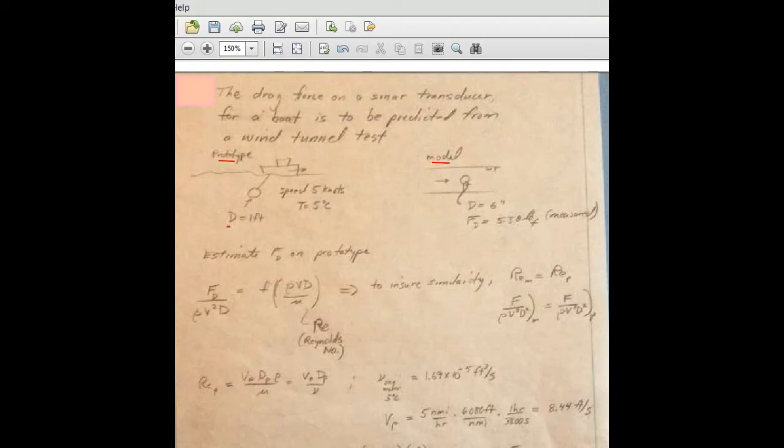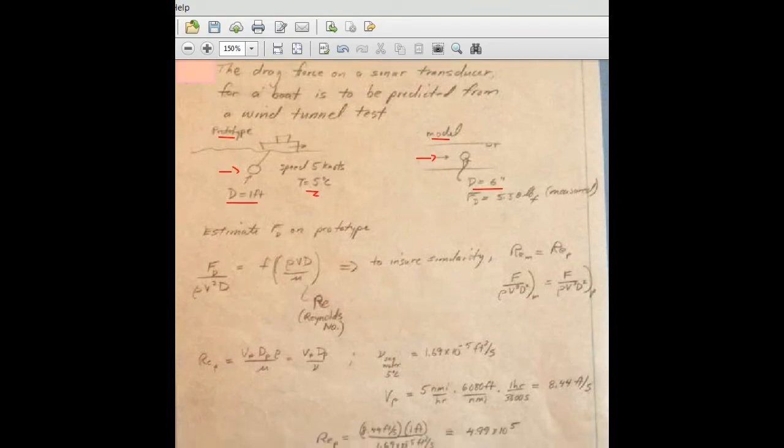So a couple of things that are different here. One, the sonar object is actually 1 foot in diameter. The model system is only 6 inches. And obviously the wind tunnel is working with air, and the sonar is being dragged through water, and it's pretty cold water, so we'll have to track the viscosity on that.